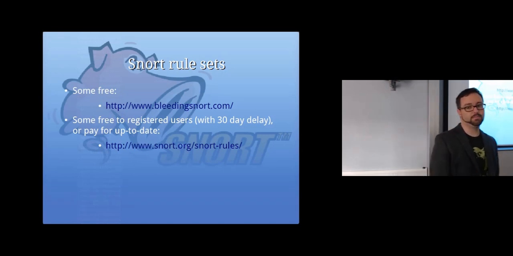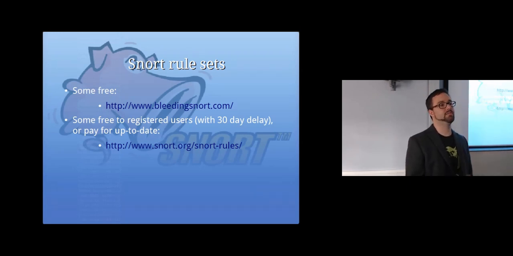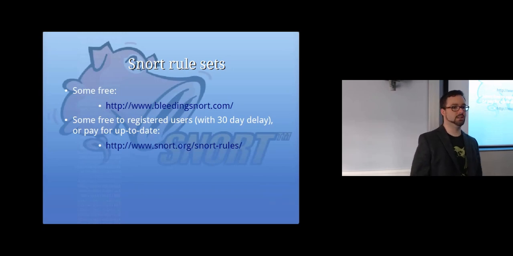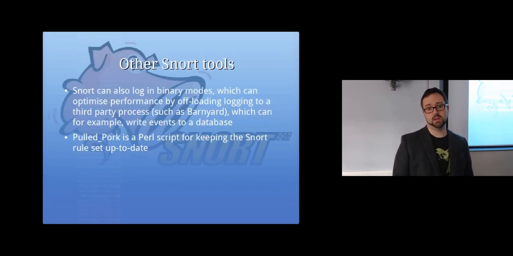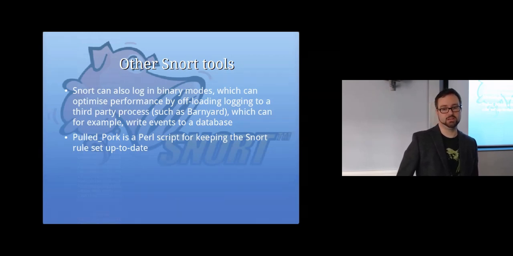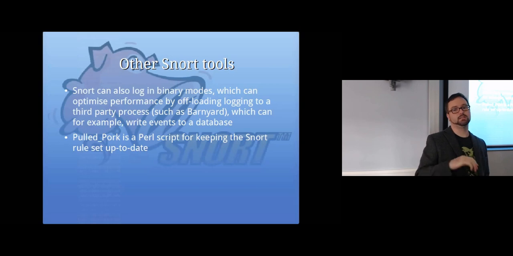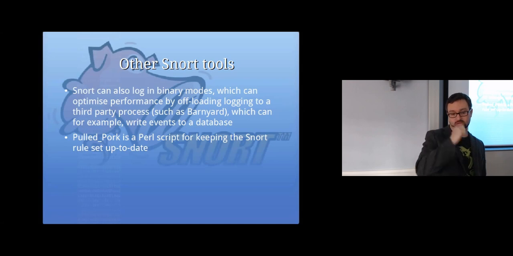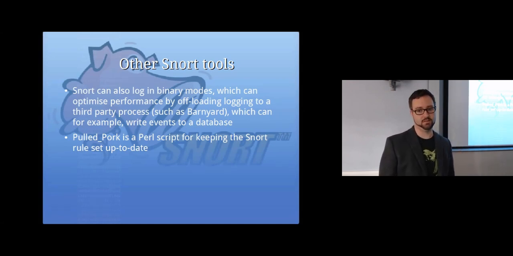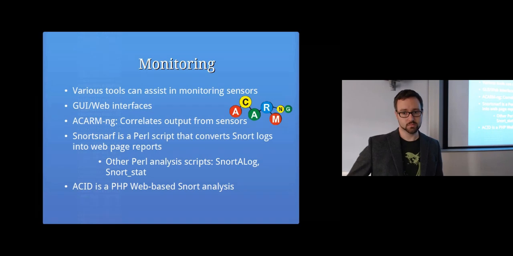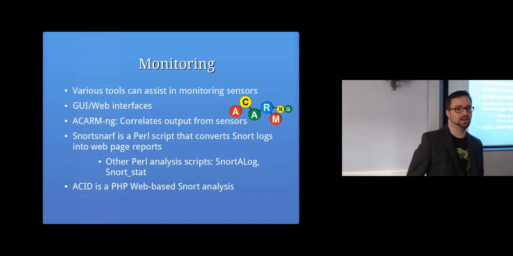There's also a commercial option where you can either get free access to rules that are a month old, or you can pay for the most recent up-to-date version of the rules. And there's a number of tools that you can use. So you can do things like log in a faster way for later processing. And you can also use scripts like PulledPork to actually keep Snort up to date. And there's lots of different ways you can actually manage it.